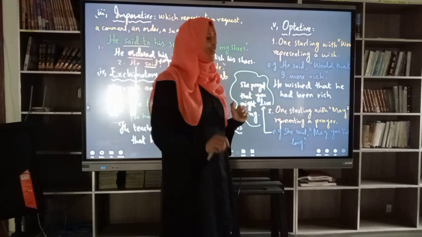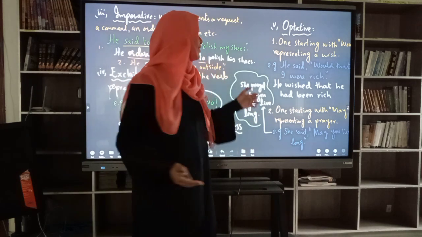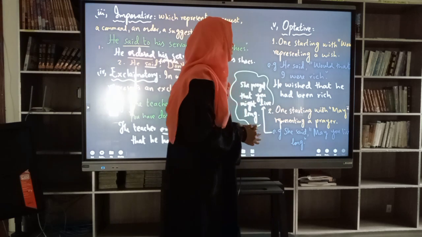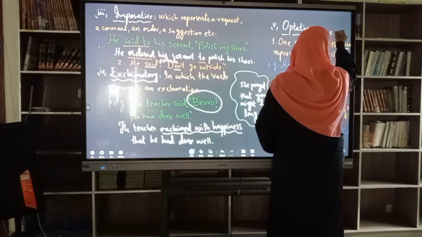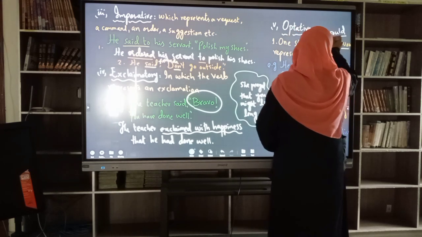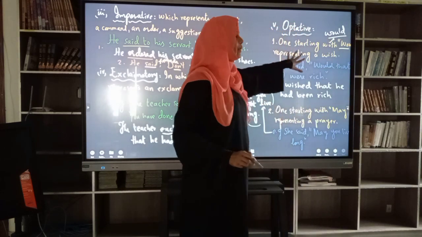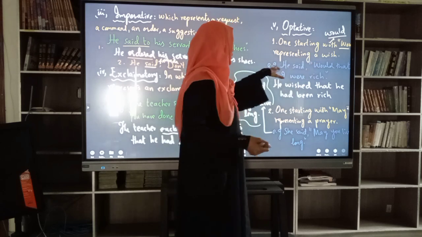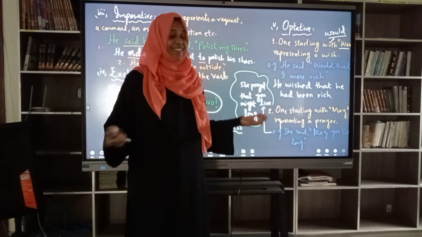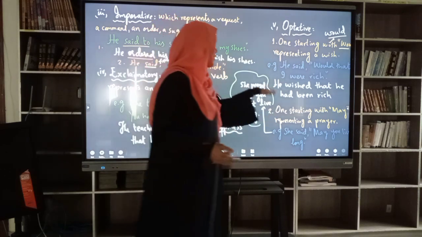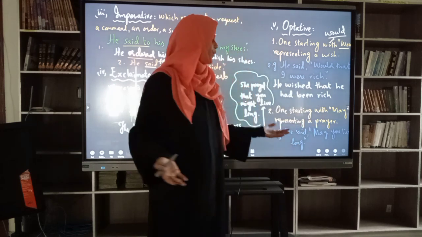Next, the fifth one is optative sentences, again having two further types. One starting with would, and it represents a wish. For example, he said, "Would that I were rich." So it's an expression, a desire. So I will convert it, he wished that he had been rich.